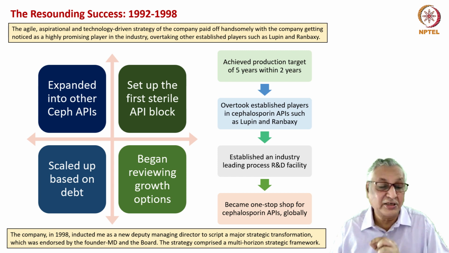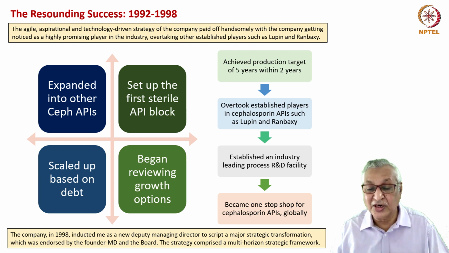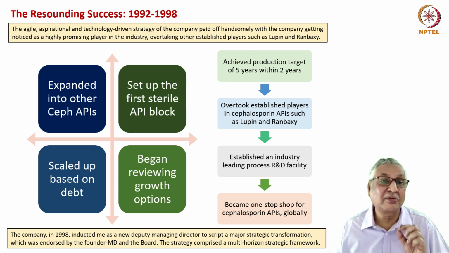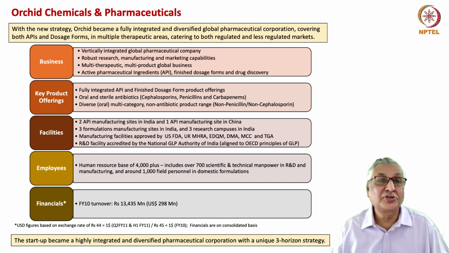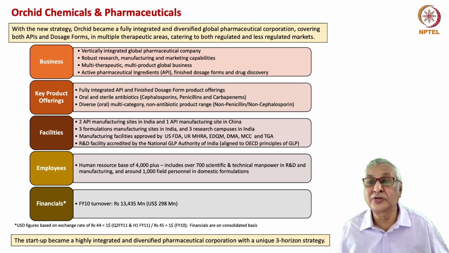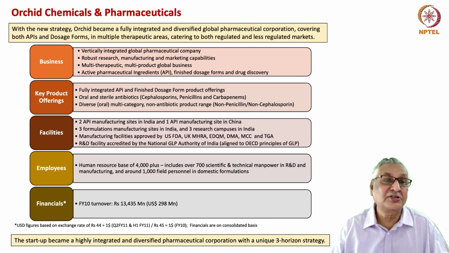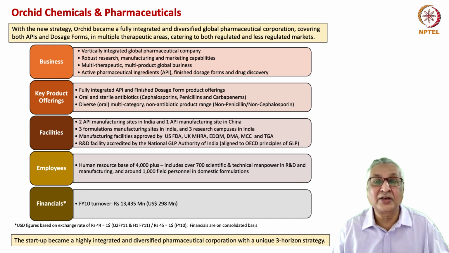This was endorsed as a plan for the future by the founder MD and the independent board. The strategy comprised a multi-horizon strategic framework that was very unique for a startup of that level at that point of time. With the new strategy, Orchid became a fully integrated and diversified global pharmaceutical corporation between 1998 and 2006, covering both APIs and dosage forms in multiple therapeutic areas, catering to both regulated and less regulated markets.